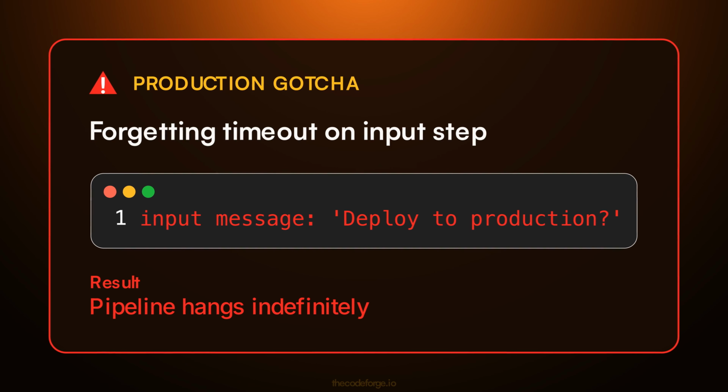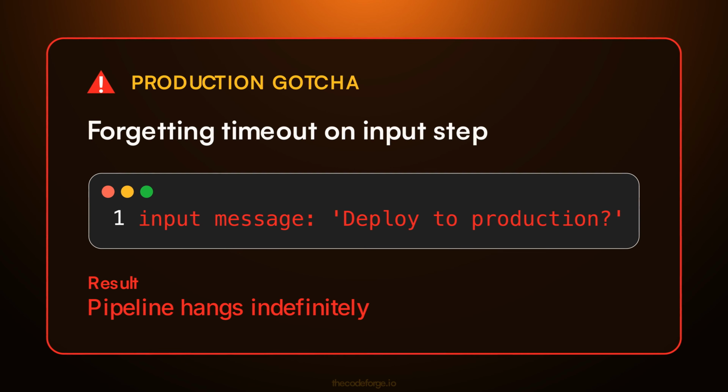If you forget to set a timeout on an input step, the pipeline can hang indefinitely if the approver is unavailable. Always add a timeout, e.g., timeout 3600.